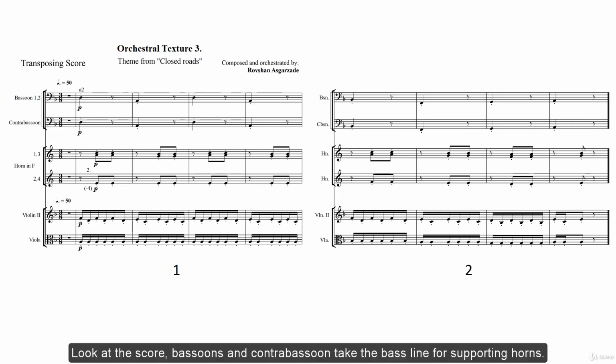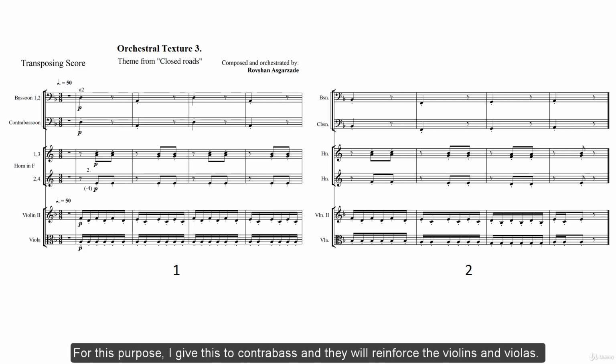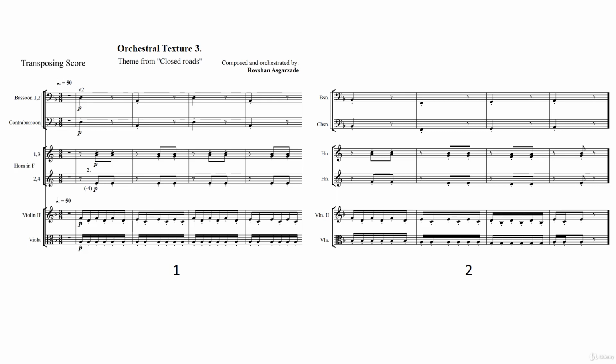Look at the score. Bassoons and contrabassoon take the bass line for supporting horns. Now I need one more bass 4-string section. For this purpose, I give this to contrabass and they will reinforce the violins and violas.